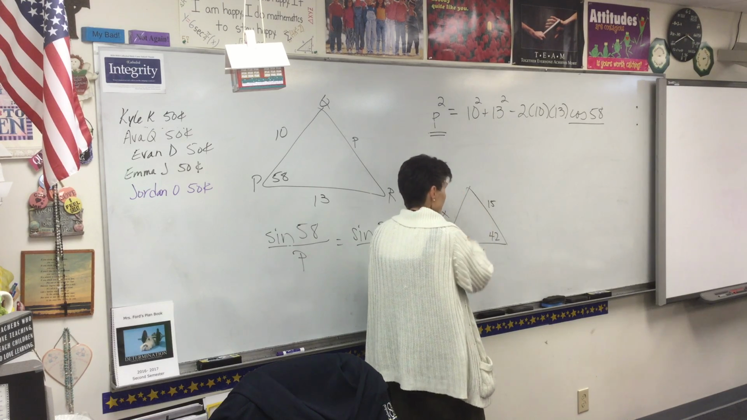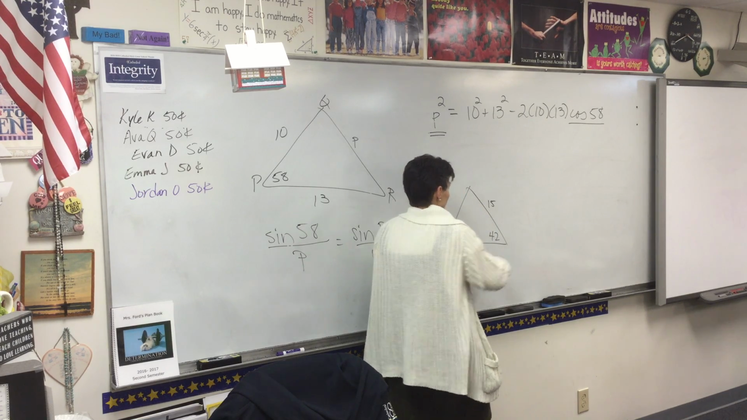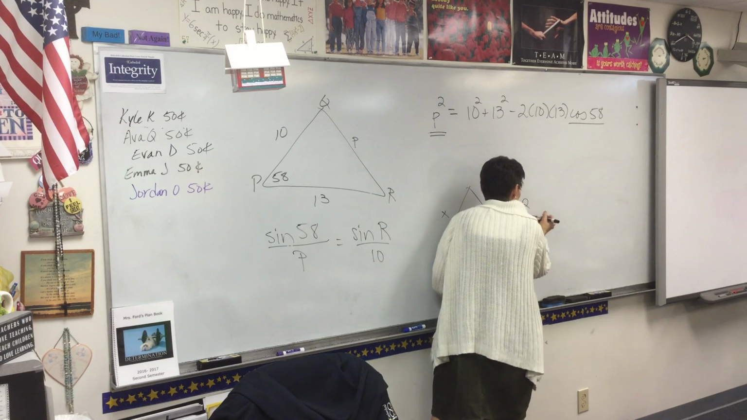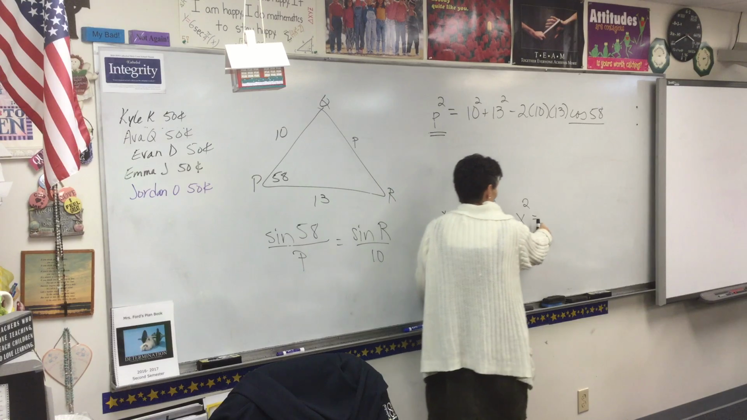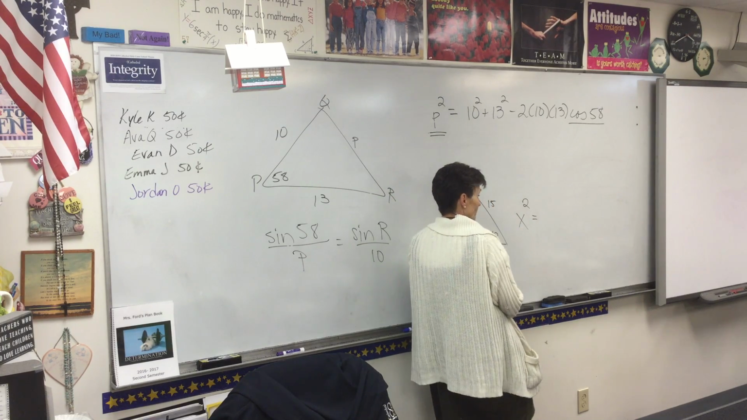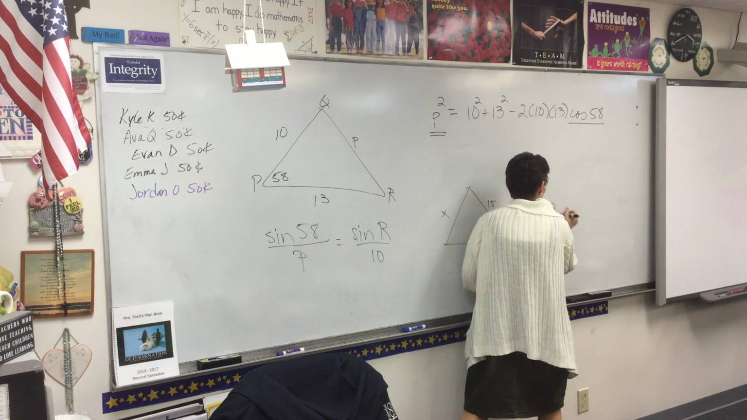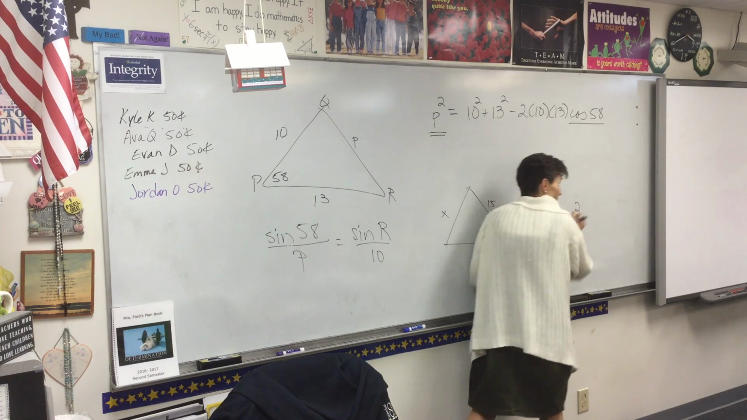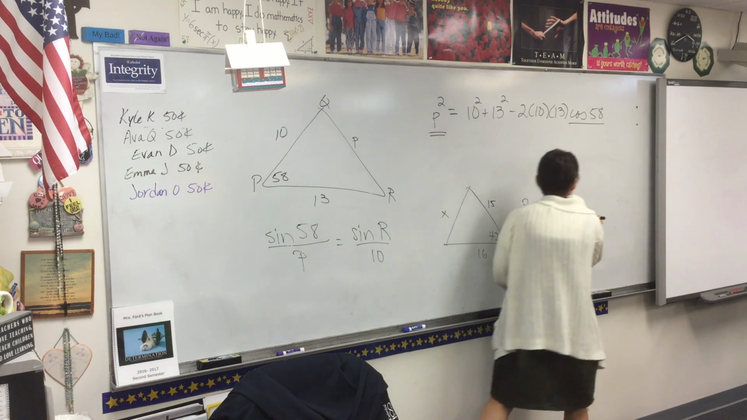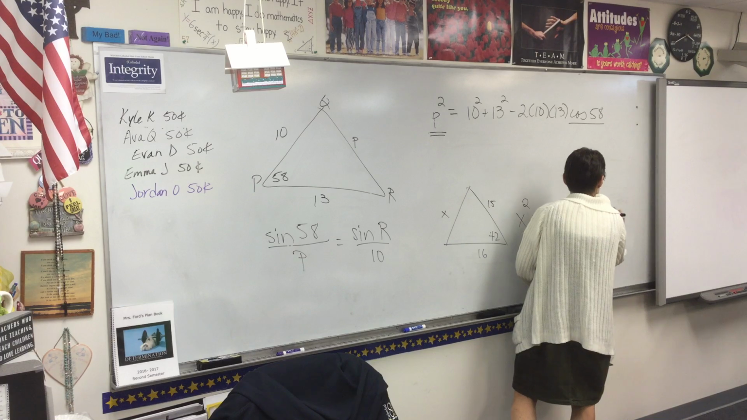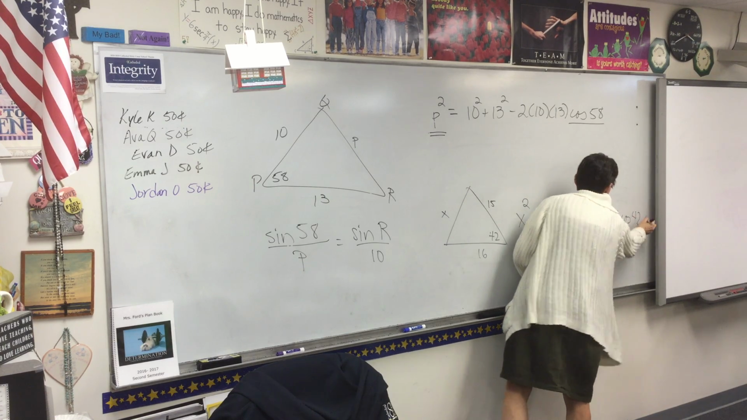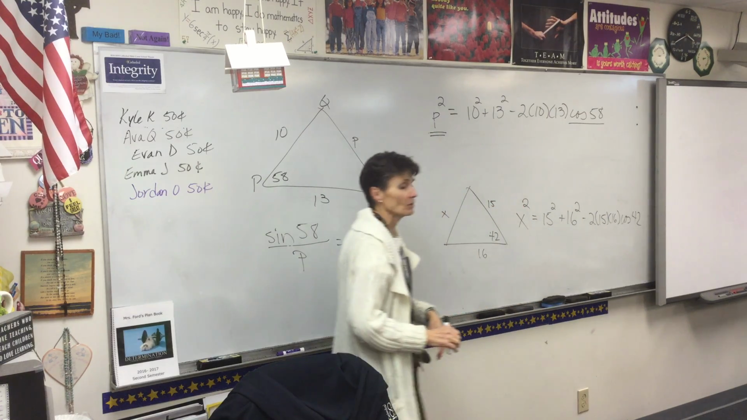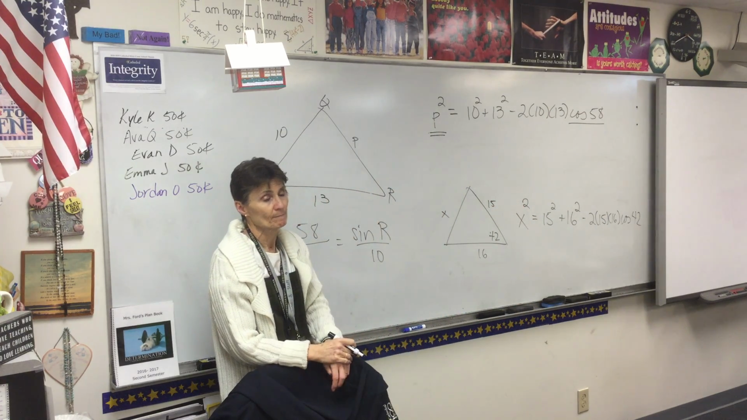This is a law of cosines triangle. So I want to know what x squared is. So here's x squared right across from the 42. So what am I gonna write? What's x squared gonna equal? 15 squared plus 16 squared minus 2 times 15 times 16 times cosine 42. That's it. That's how the law of cosines works.